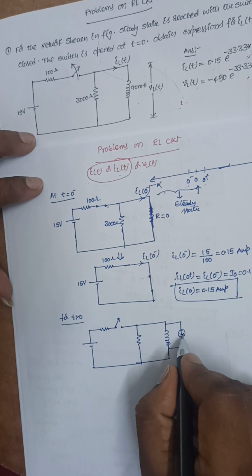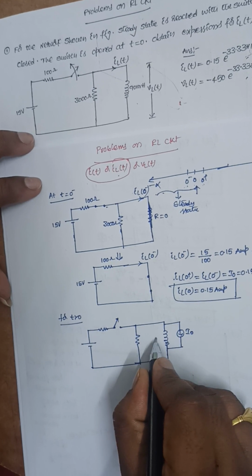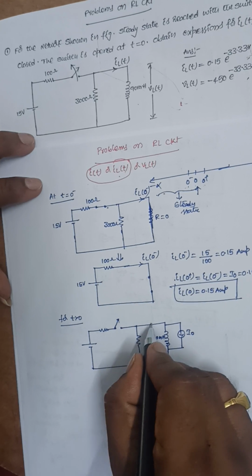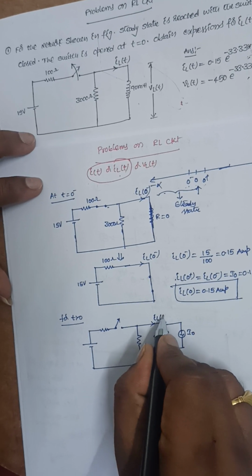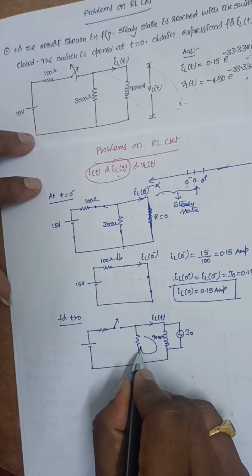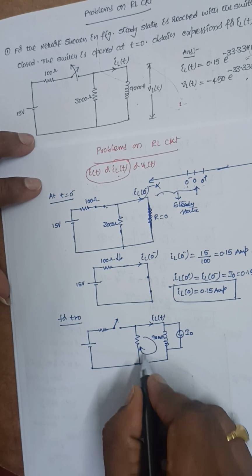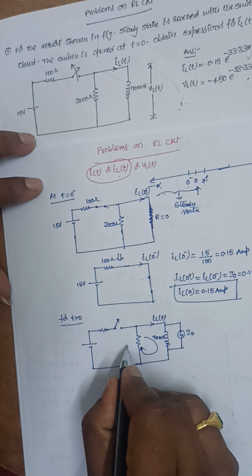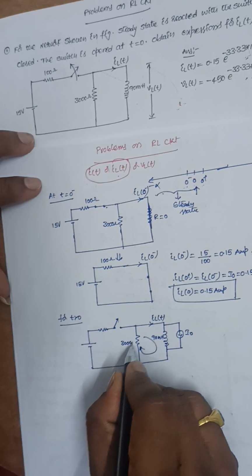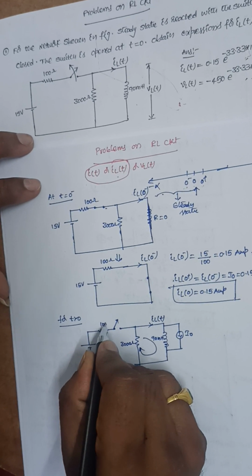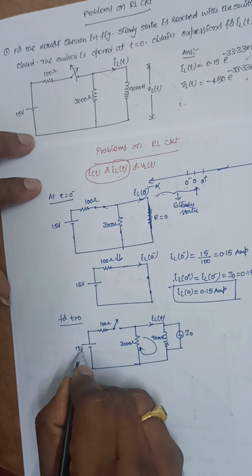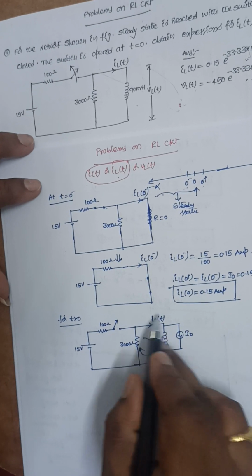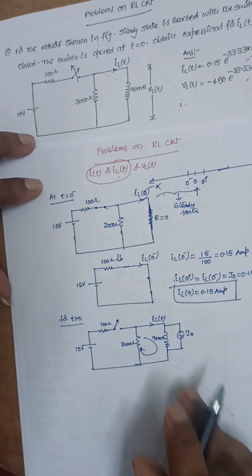For t greater than 0, the circuit will be like this. This L value is 90 millihenry, and the current flowing through it is I of t. The same current I of t flows through the 3000 ohms. We don't need the 100 ohms and the 15 volts because they are open circuited; they are in no way connected to this circuit. So we only need to consider this circuit.